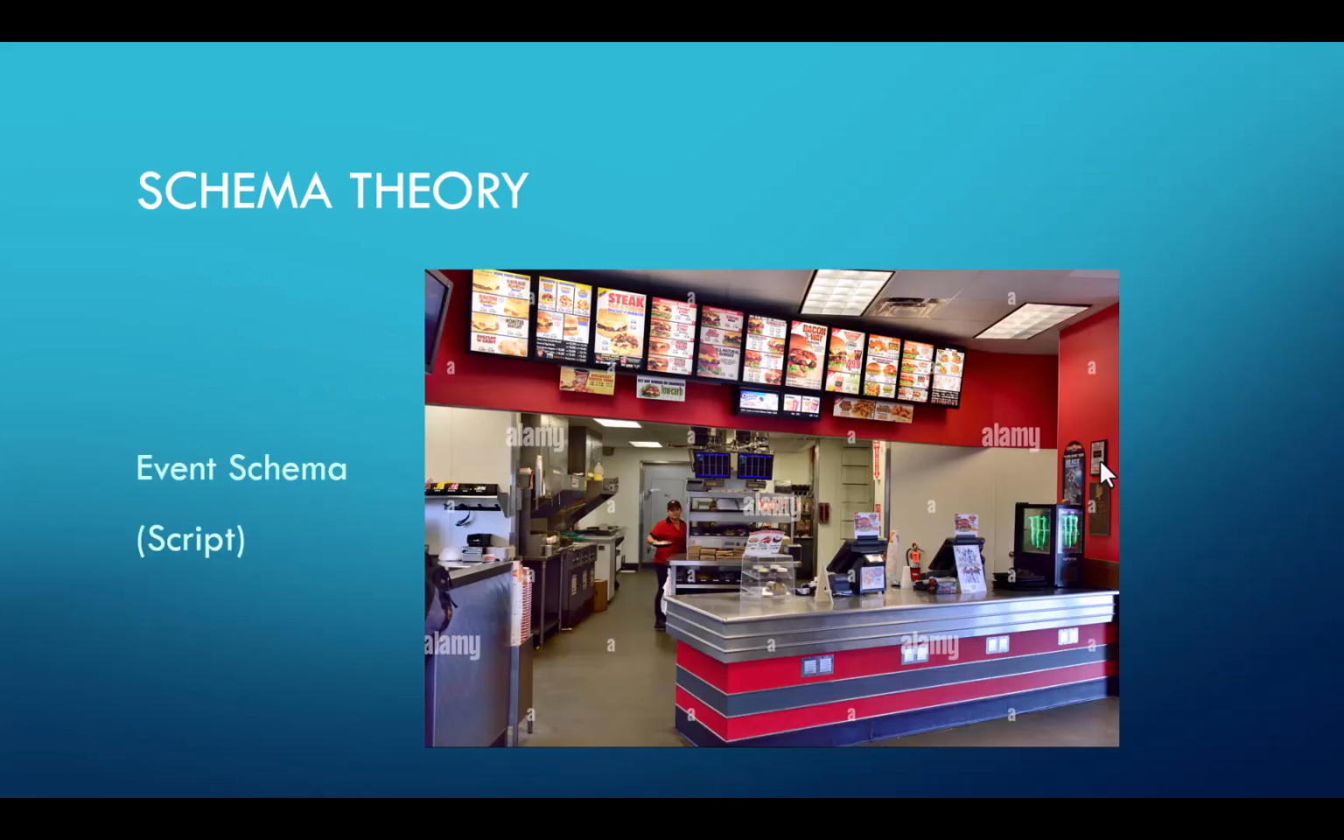Here's an example of an event schema or a script. So here you see a fast food restaurant. So to get a hamburger, I go to a fast food restaurant and wait in a line behind the counter. When it's my turn, I tell the person by the cash register that I want a hamburger. He or she will tell me how much it costs. Then I give him or her enough money. And in a few minutes, someone behind the counter will give me a hamburger.